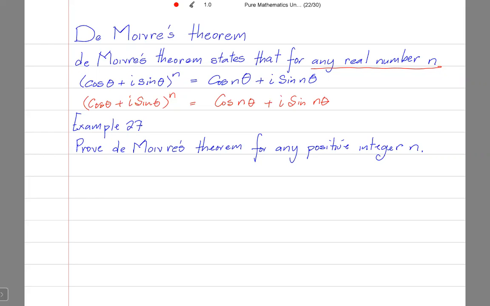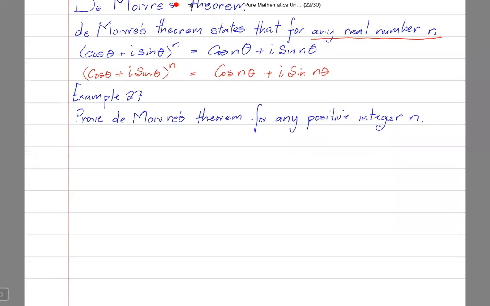Example 27 is asking us to prove the Morse theorem for any positive integer n. All right, and the proof that we'd use here is proof by induction. I'm not going to do that. We could come back to it if we have time.